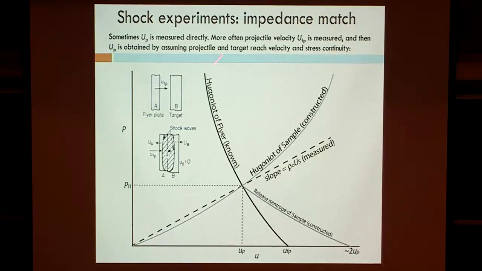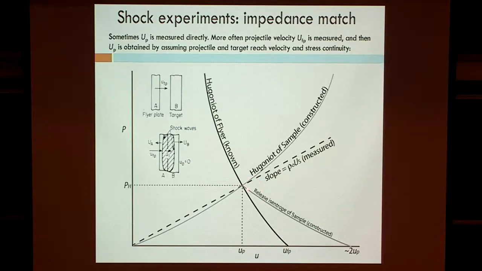Okay? And so in pressure, particle velocity space, we have initially a sample at rest, a projectile going at the flyer plate velocity U sub FP. When they hit each other, it's going to travel up its Hugoniot, which is a parabola in this space, and the sample is going to travel up its Hugoniot, which is a parabola in this space, to the intersection where the pressure and the particle velocity are equal.